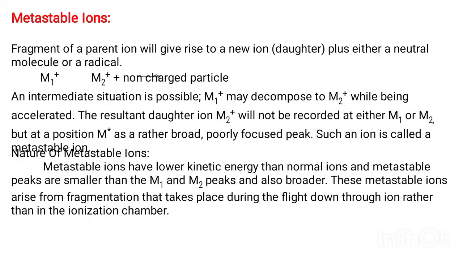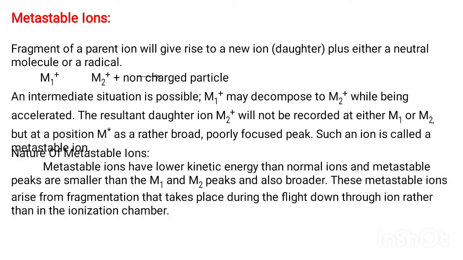Now, metastable ions. Fragmentation of a parent ion will give rise to a new ion plus either a neutral molecule or a radical. So M1+ gives M2+ plus a non-charged particle. Now, an intermediate situation is possible. M1+ may decompose to M2+ while being accelerated. The resultant daughter ion, M2+, will not be recorded at either M1 or M2, but at a position M* as a rather broad, poorly focused peak. Such an ion is called a metastable ion.